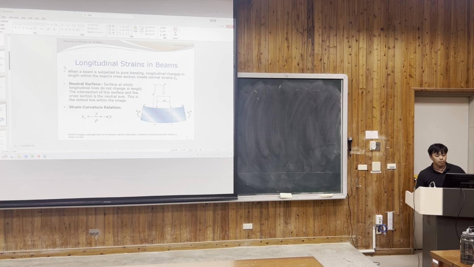One more new thing in this chapter is the neutral surface. And the definition is the surface where the length doesn't change. So like this, if we assume this surface is a neutral surface, then it means that in the upper and the lower part, the length will be changed, but in this part, the length will not change.